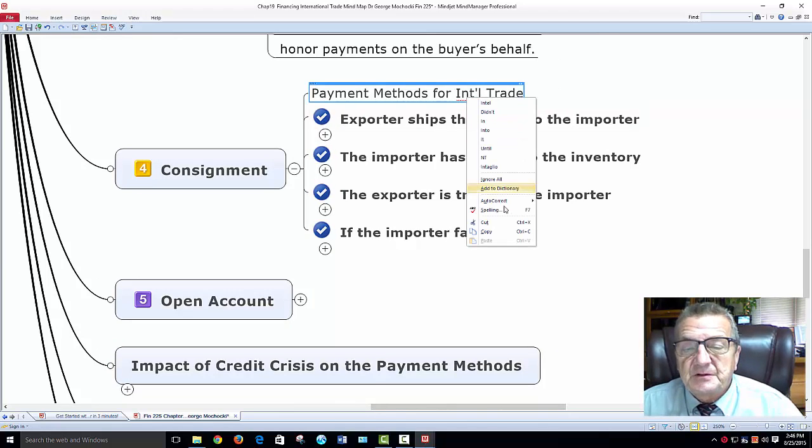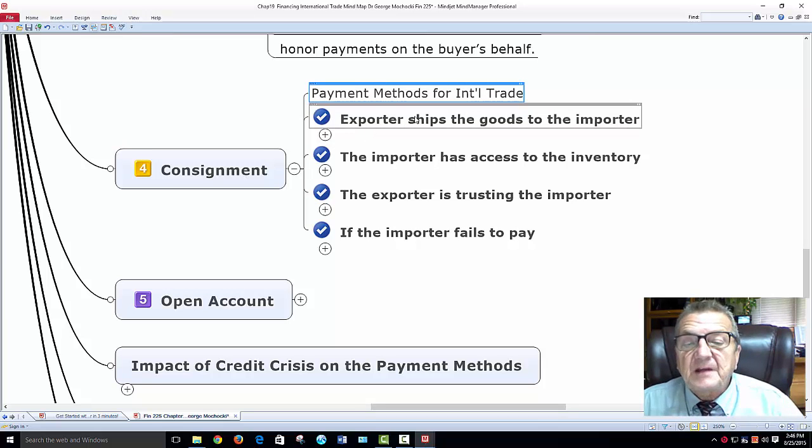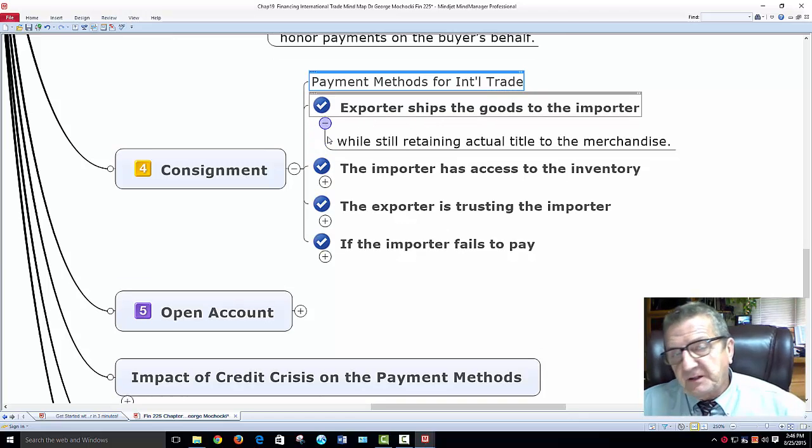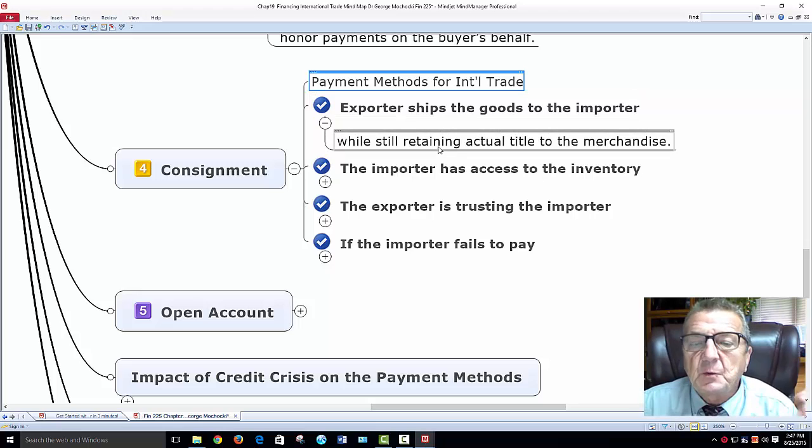Okay, international trade. Let me just put that into the dictionary. Okay, exporter consignment. The exporter ships the goods to the importer, and later on we'll talk about bills of sale and everything else you had in accounting and finance, and a little bit in corporate business, while still retaining actual title to the merchandise.